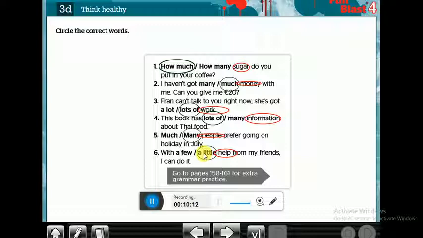Very good. This is a brief explanation about the grammar of Module 3, Lesson G, about countable and uncountable nouns, and what are the quantifiers we use with these nouns. How much, how many, much, many, lots of, a lot of, little, and a little, few, and a few. Thank you very much. Until we meet again, goodbye.